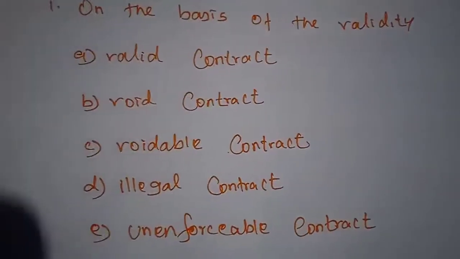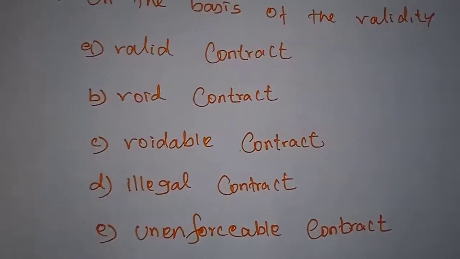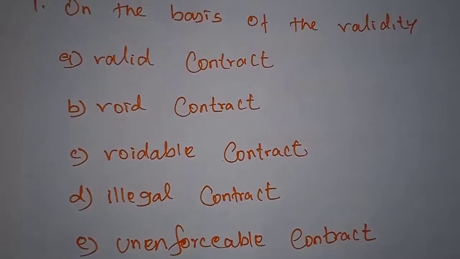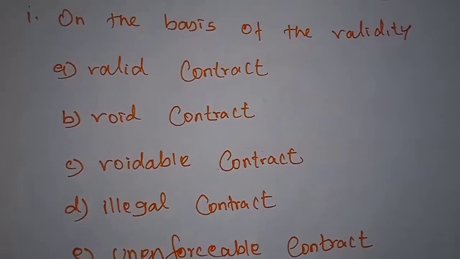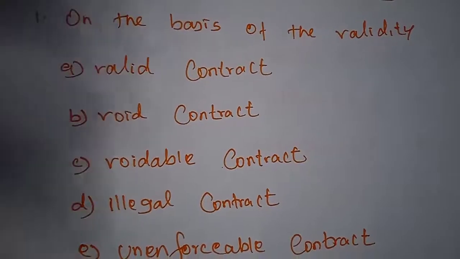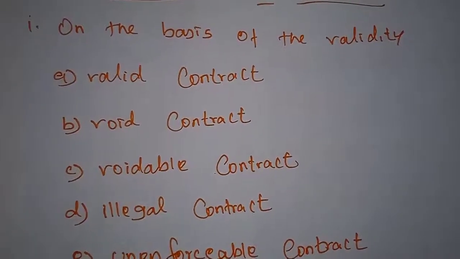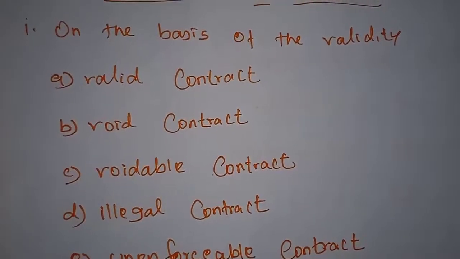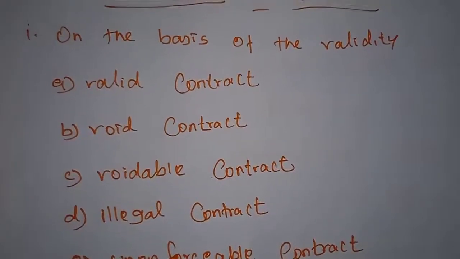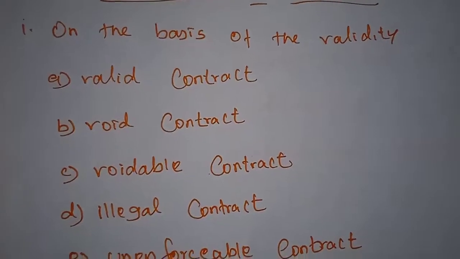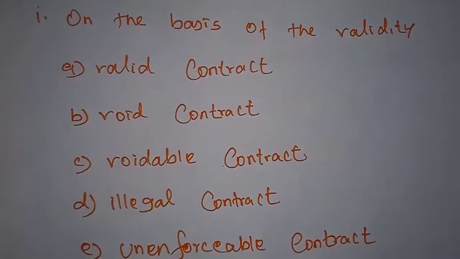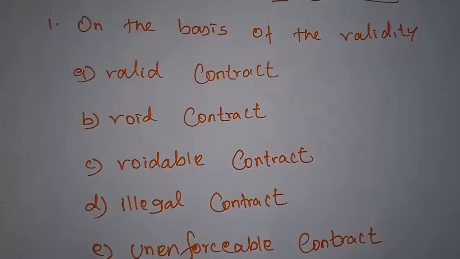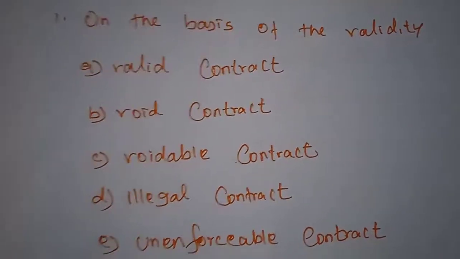Next, void contract. A contract which ceases to be enforceable by law. A contract which does not satisfy any of the essential elements of a valid contract is said to be void. For example, a contract between drug dealers to buy and sell drugs is a void contract. So any contract which involves illegal activities is considered a void contract.